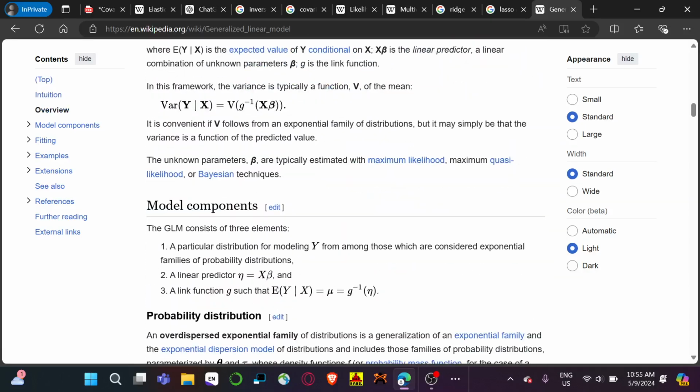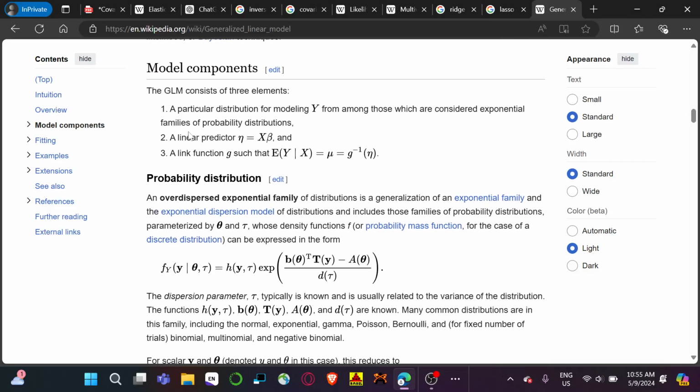So what that really means? If we take a look here, a GLM has three components: a particular distribution for modeling y, the response, from among those which are considered exponential families of probability distributions; a linear predictor, eta equals x multiplied by the parameter beta; and a link function g such that the expectation of y given x equals mu equals g inverse of, I forgot what this thing is called, eta.